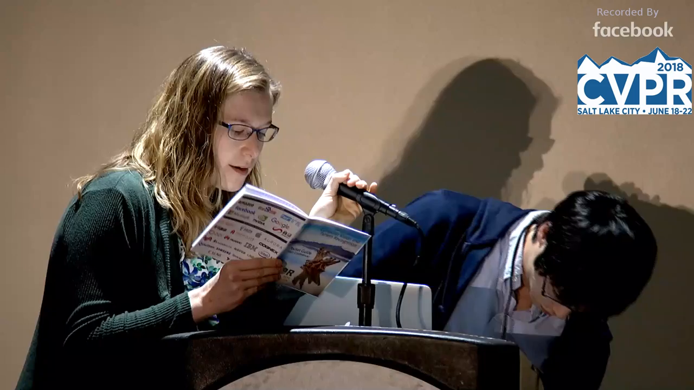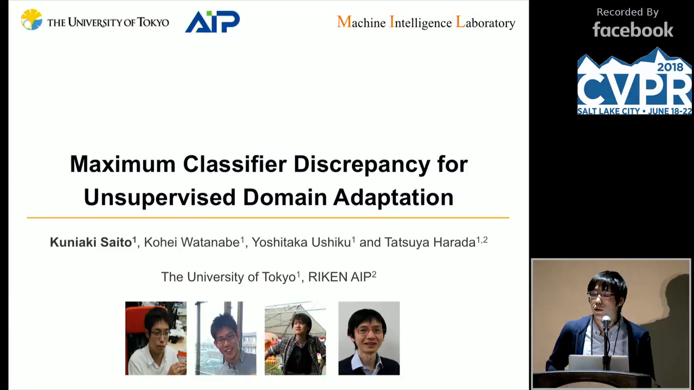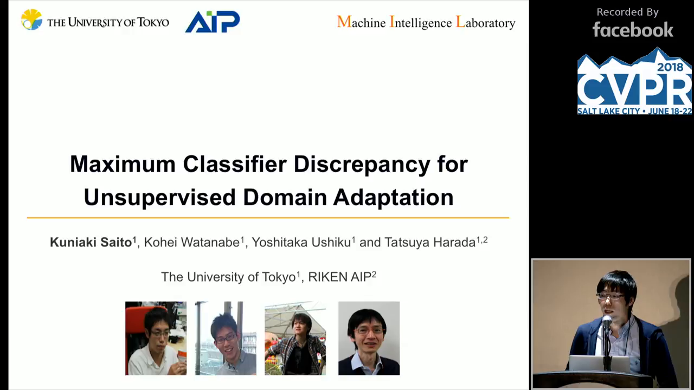to have a talk on maximum classifier discrepancy for unsupervised domain adaptation. This talk is by Kuniaki Saito, Kohei Watanabe, Yoshitaka Ushiku, and Tatsuya Harada. And the talk will be given by Kuniaki. Thank you for the introduction. I'm Kuniaki Saito, and I'm from the University of Tokyo. I'd like to introduce our work, Maximum Classifier Discrepancy for Unsupervised Domain Adaptation. This work is done with Kohei Watanabe, Yoshitaka Ushiku, and Tatsuya Harada.